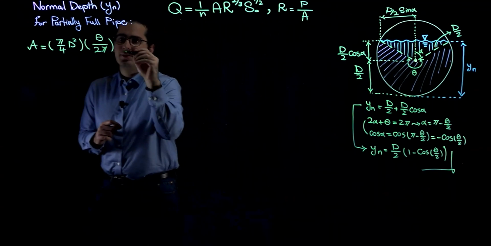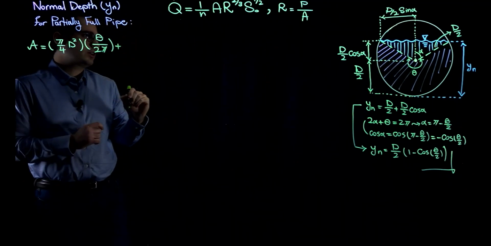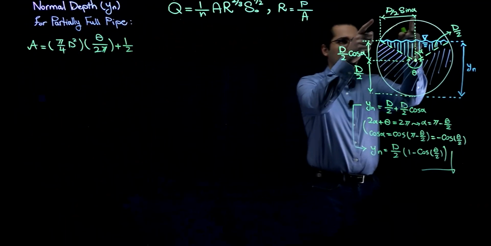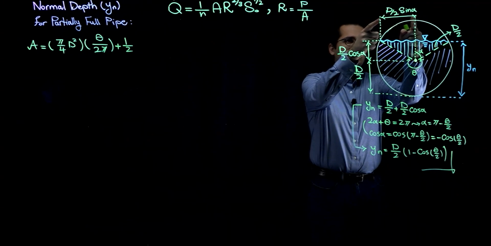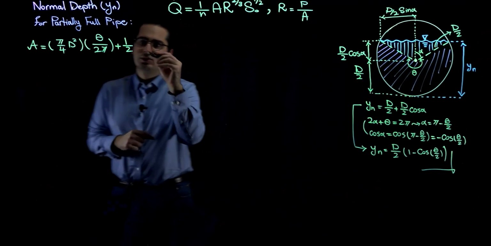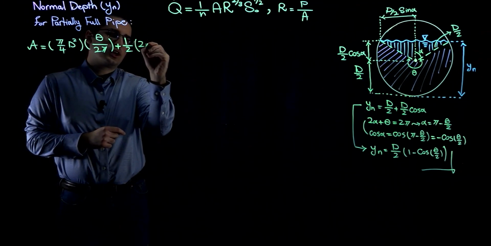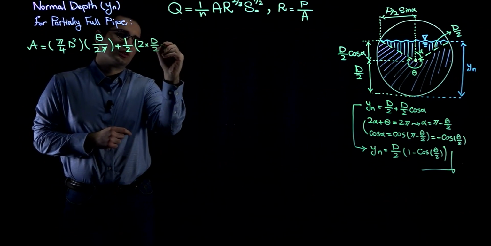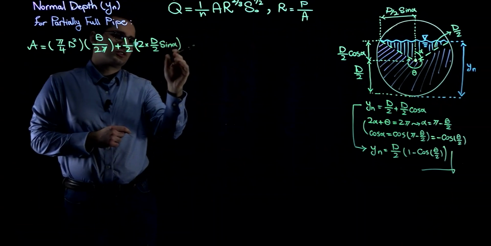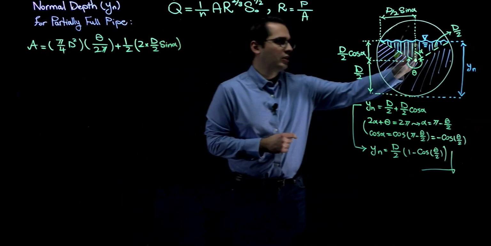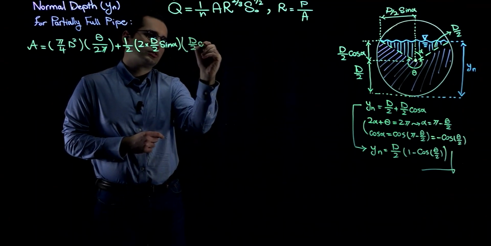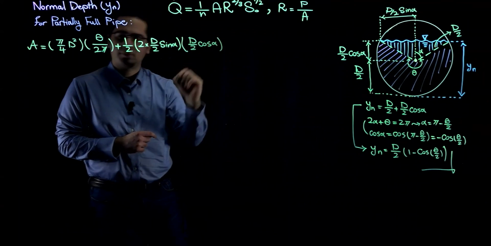Now the area of the triangle, half of its base. So this is half of its base. So I need to put 2 times d divided by 2 sine of alpha. So it would be 2 times d divided by 2 sine of alpha. This is the base of the triangle, and the height of the triangle is equal to d divided by 2 cosine of alpha. All right.